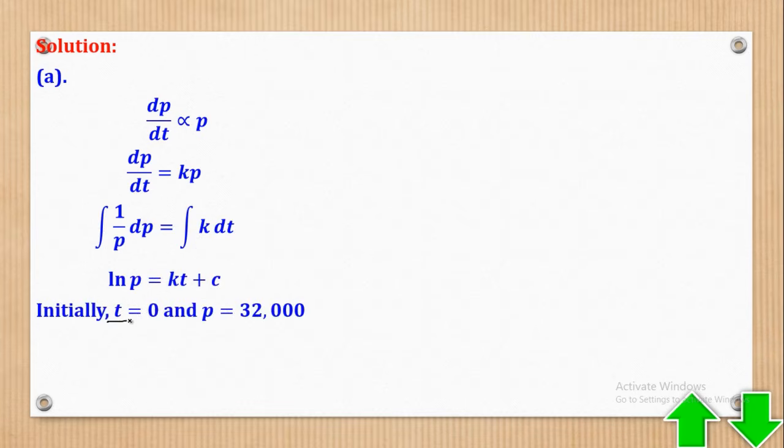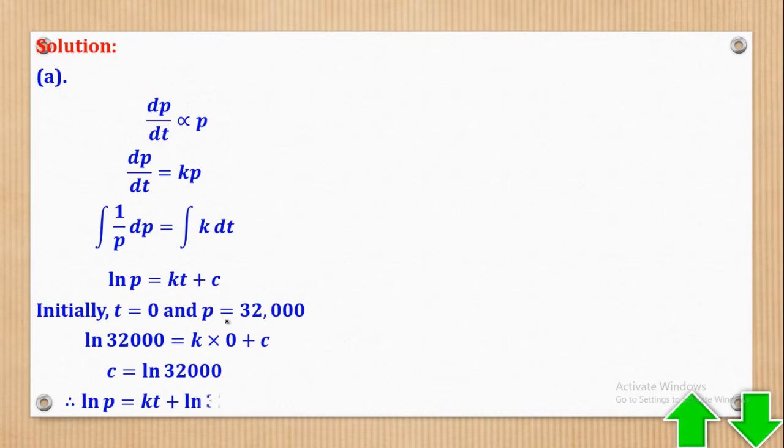Now there are some conditions which are given. They say that initially P is equal to 32,000. So when t is equal to 0, P is 32,000. So come and substitute for t and P to come up with the value of C as that. So this equation becomes that.